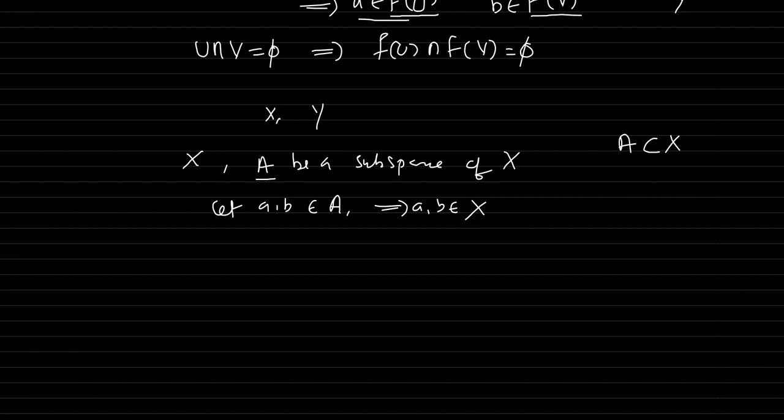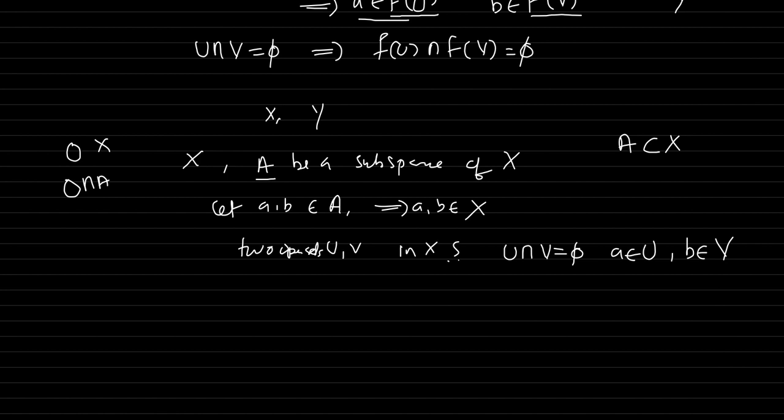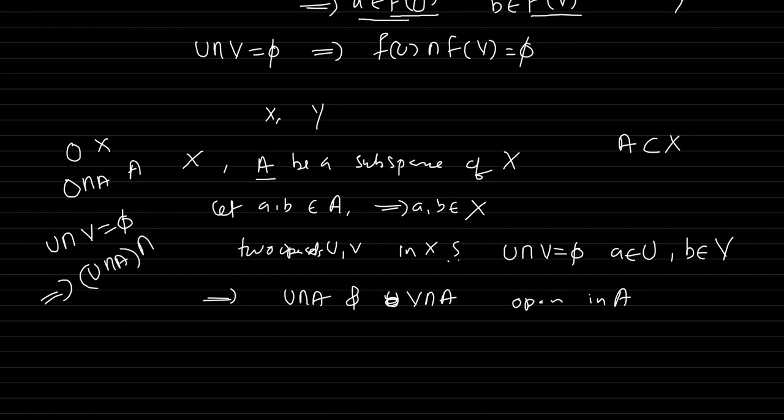Therefore, we can find two open sets U, V in X such that U intersection V is equal to phi, and A belongs to U and B belongs to V. We know that if O is open in X, then O intersection A is open in A. So here U and V are open in X, so this implies U intersection A and V intersection A are open in A. Also, U intersection V equal to phi implies that U intersection A intersection V intersection A equal to phi.